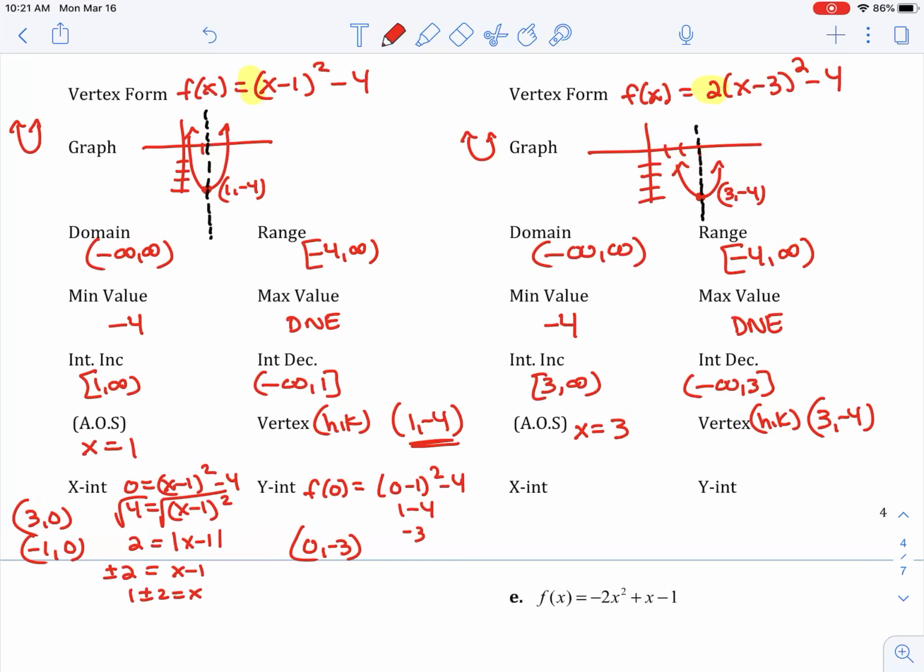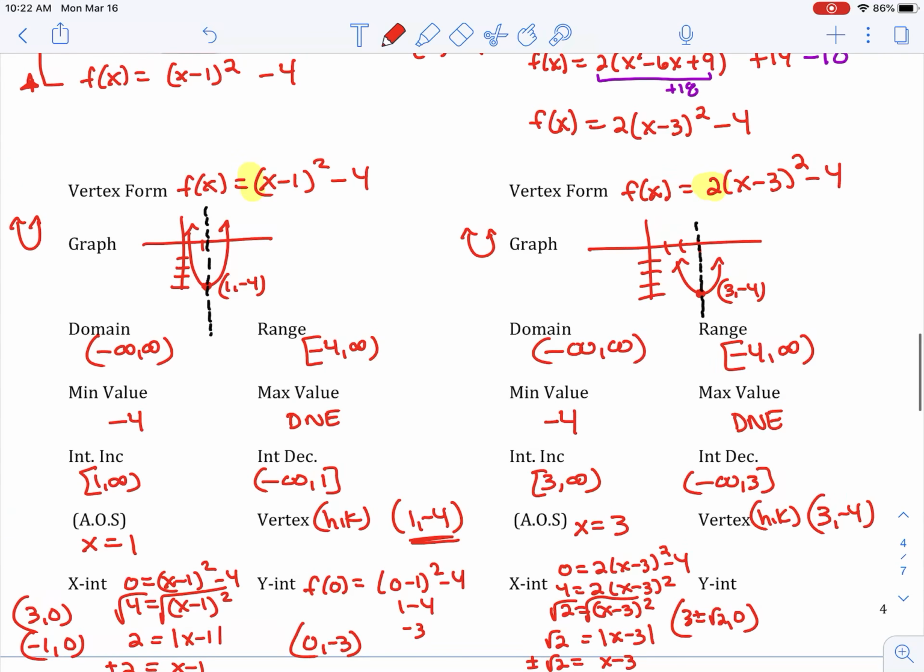Our x-intercepts, as we set y equal to 0, we get 0 is equal to 2 times the quantity x minus 3 squared, minus 4. I bring my 4 over. I divide by 2. I take the square root of both sides. So I get the absolute value of x minus 3 is equal to the square root of 2. Because of the absolute value, we get plus or minus root 2 is equal to the x minus 3. And I bring my 3 over. So I get 3 plus or minus root 2, comma 0 for my two x-intercepts.